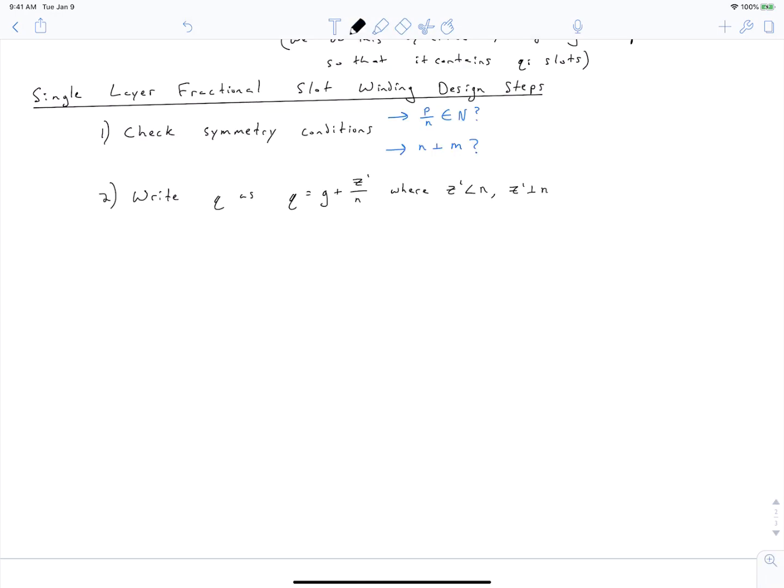And the second step is that we are going to express q, our slots per pole per phase, as equal to an integer g plus a fraction z prime by n. So remember, little q we express as z by n, but now we're going to reduce this down so that we express it as an integer plus a fraction, where z prime is always less than n and z prime still remains coprime to n. Suppose that we had q equal to 5/2. We would in this way write it as being 2 plus 1/2, where z prime is 1, g is 2, and n is 2.